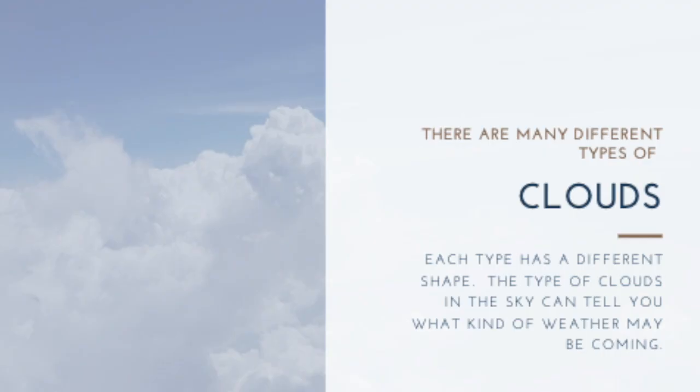If you guessed because of clouds, you're on the right track. You can look at the clouds to help you predict the weather. There are many different types of cloud. Each type has a different shape. The type of cloud in the sky can tell you what kind of weather may be coming.